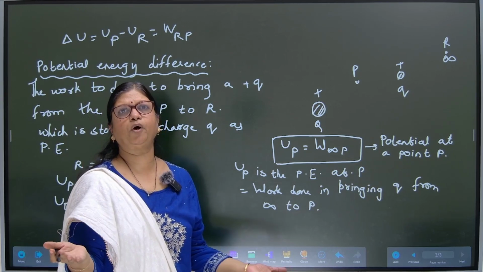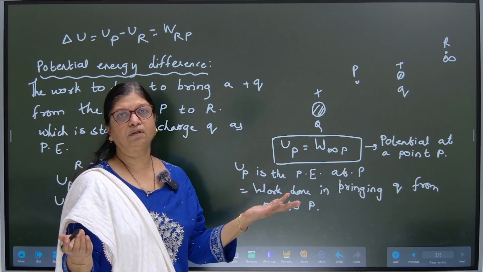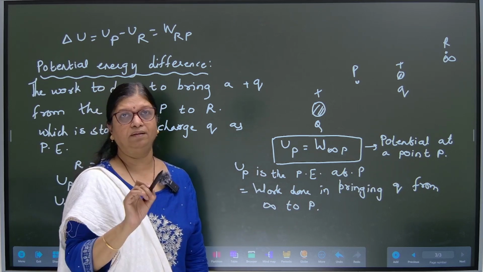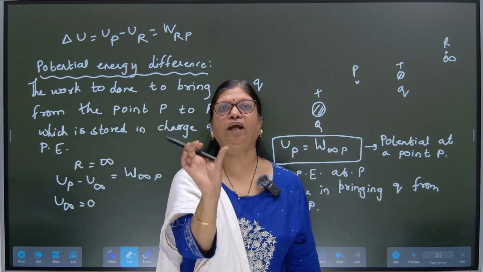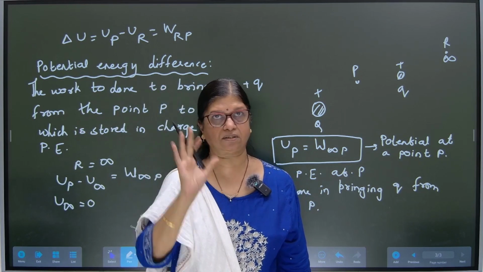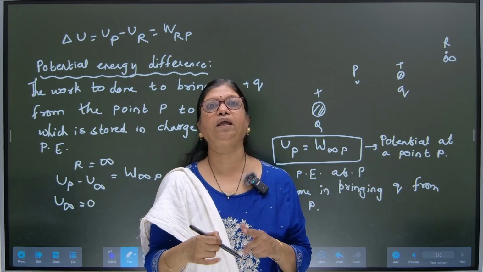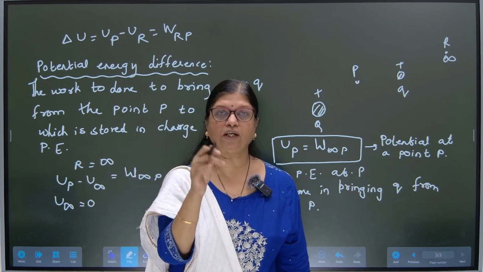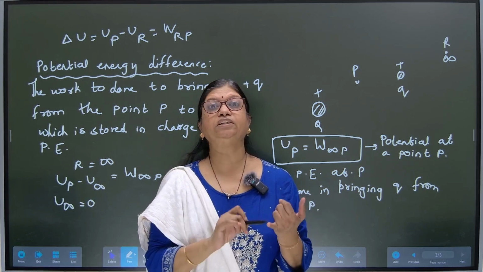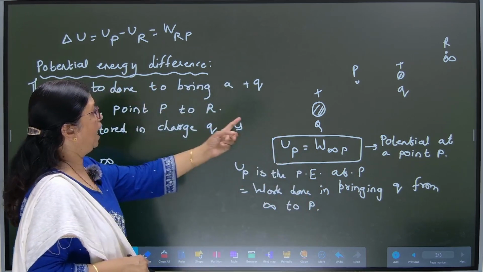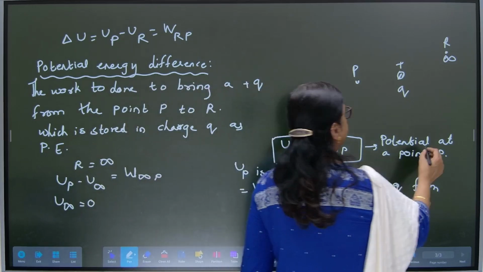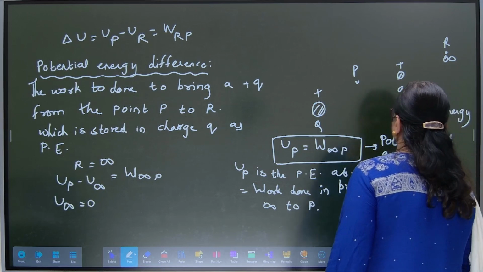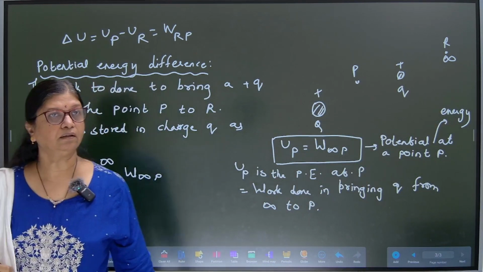I take some other point between P and R, then that will be the potential energy of that particular point. So at every point, a potential energy will be there, and if you find out the difference, it is a potential energy difference. These all words will keep coming, and you have to remember these words. These words are your numericals. Potential energy difference and potential energy at a point. Agreed? Okay.